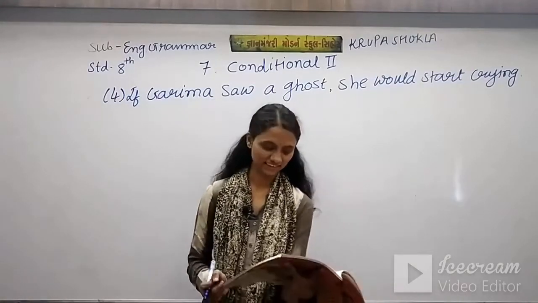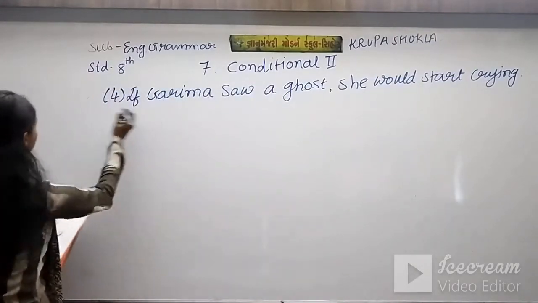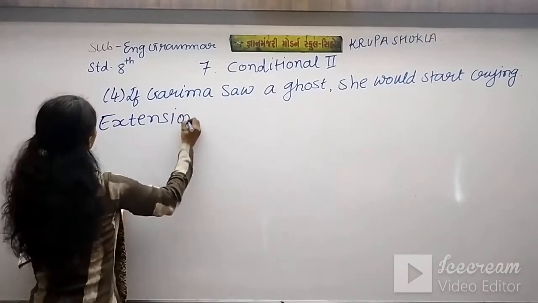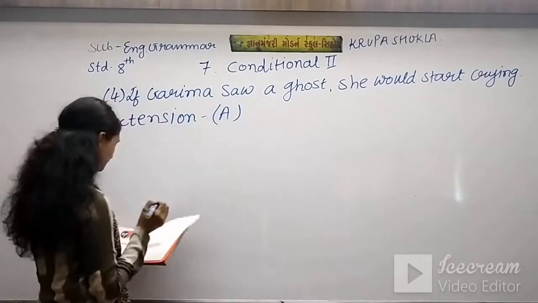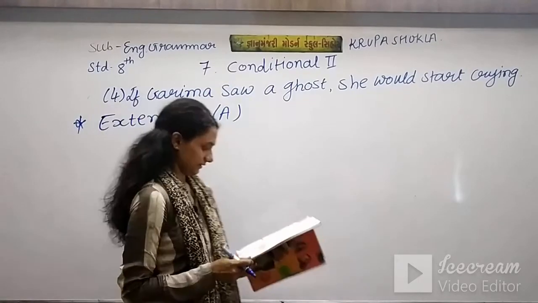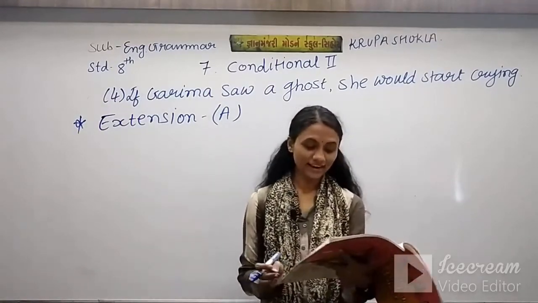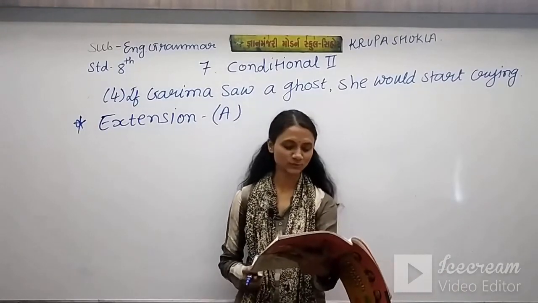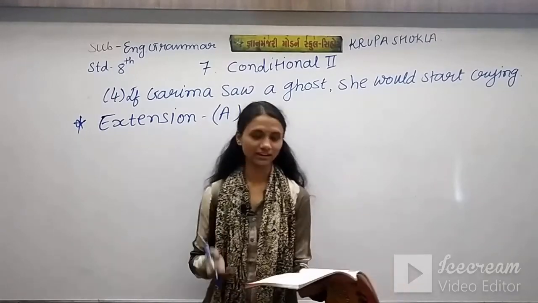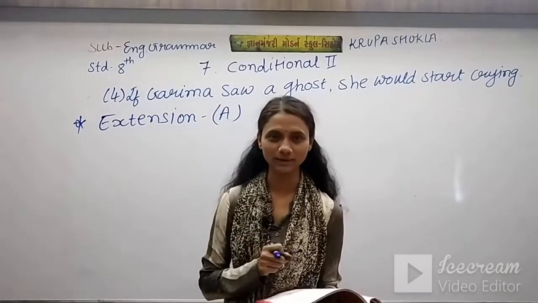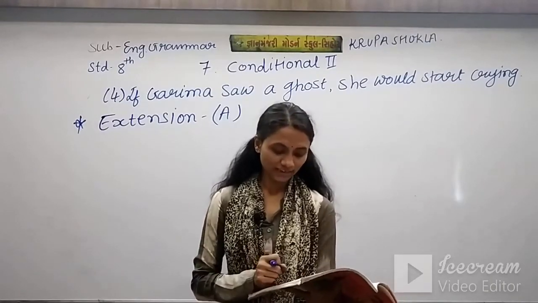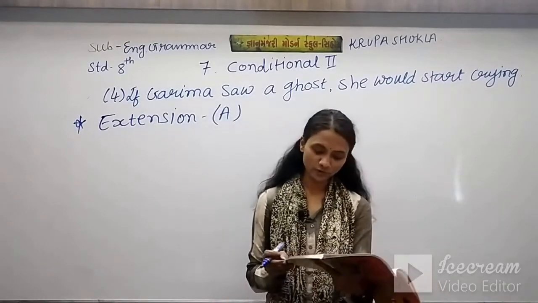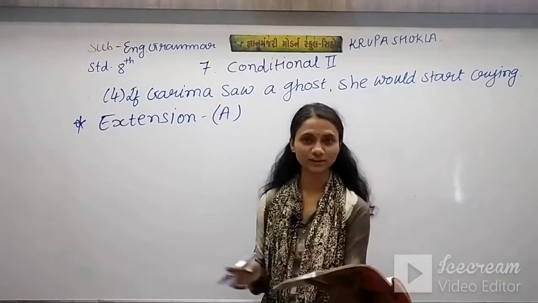Now, last exercise, that is extension exercise A. Let's see what to do in this. Let's play a game, okay? One student has to think of a condition, the next student has to give a result. Oral practice. So we are not here face to face, so you have to do this with your family members. Hints are given: if I were a butterfly, if I were a flower, if I had been born in another family, if I had more friends, if I were to meet my favorite actor, etc.